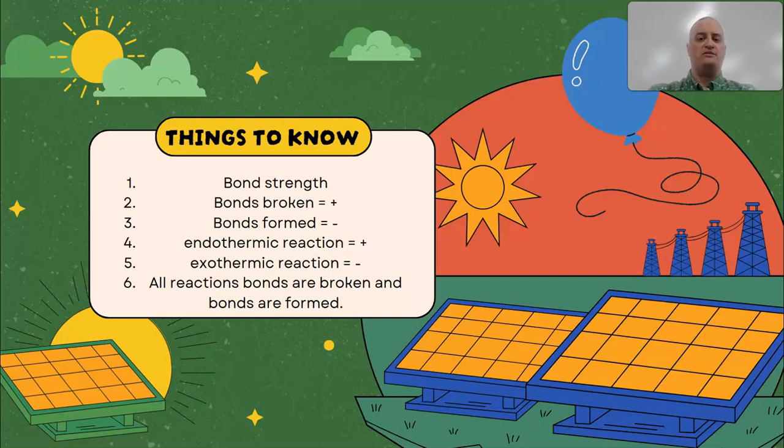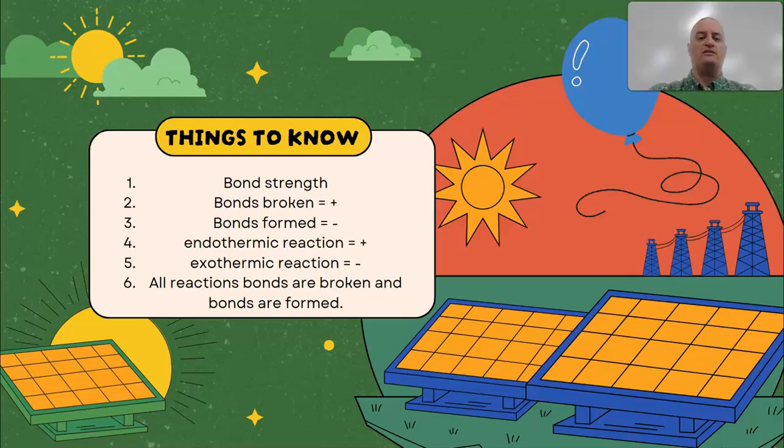Endothermic reactions are when energy is absorbed from the surroundings. To us, that would feel cold. This change in bond energy is positive. Exothermic reactions are when energy is given off to the surroundings. Those would feel hot from our perspective, and the change in bond energy is negative.